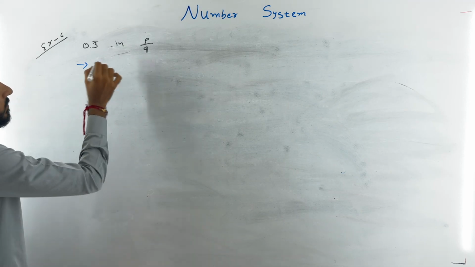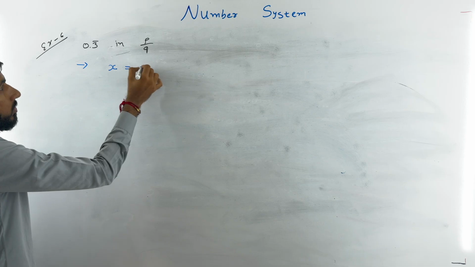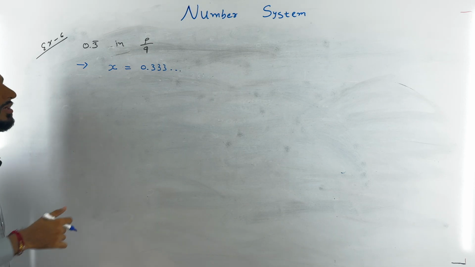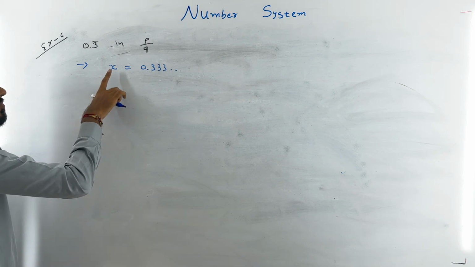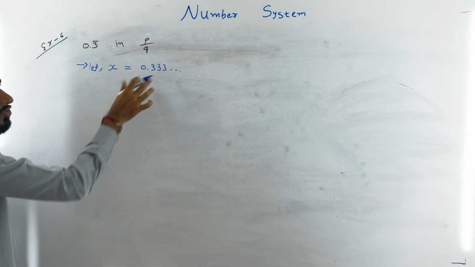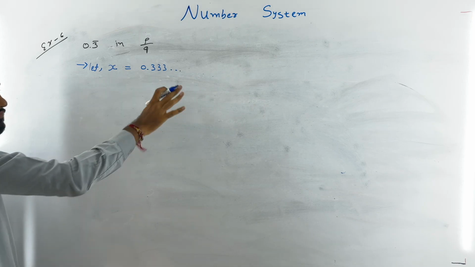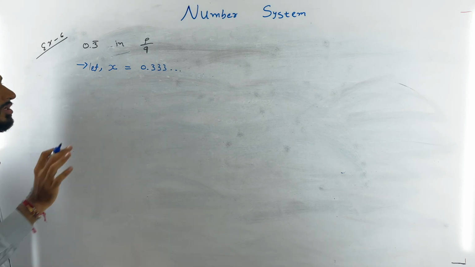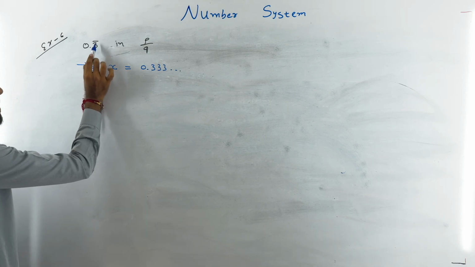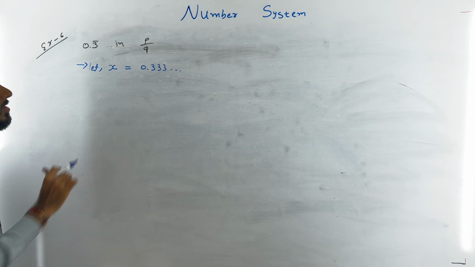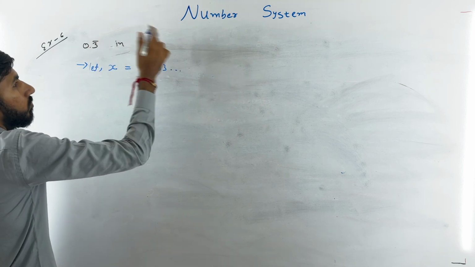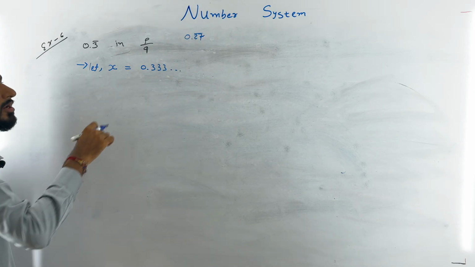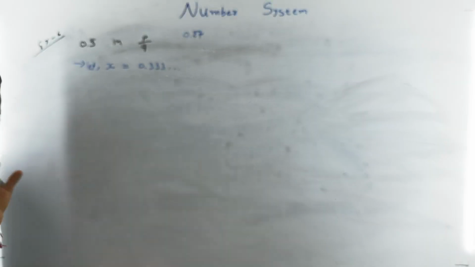The first step is, you have to assume x equal to 0.33333, and that is the question, right? So in the first step you will assume let x equal to what is given in the question. This is your first step. Now in the second step, you have to multiply both sides by the same number. If you have a bar on a single digit, you will multiply by 10. If you have a bar above 2 digits, like 0.27, you will multiply by 100. If the bar is above 3 digits, you will multiply by 1000, right?